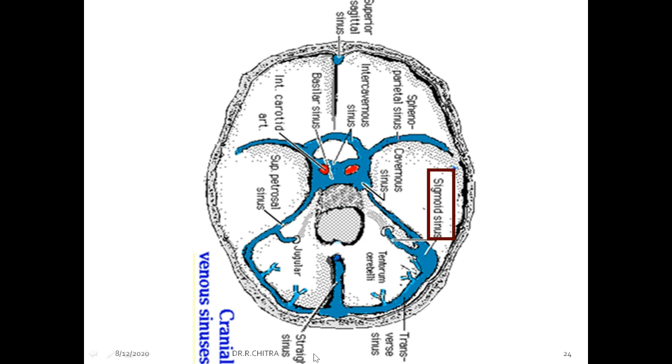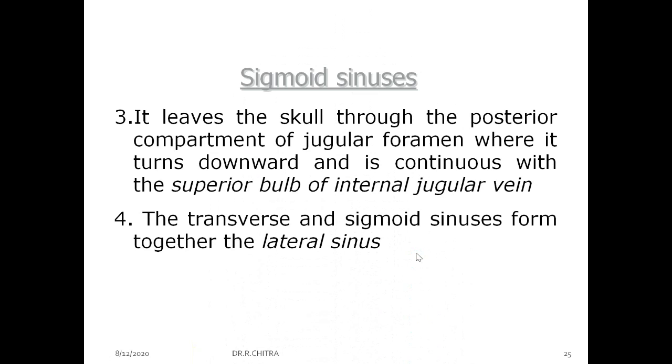Again, all the sinuses are marked in this diagram, starting from this sphenoparietal, cavernous, superior petrosal sinus, transverse sinuses, and this is the sigmoid sinus. Sigmoid sinuses leave the skull through the posterior compartment of the jugular foramen as the superior bulb of the internal jugular vein. So the transverse and sigmoid sinuses together will be called the lateral sinus.